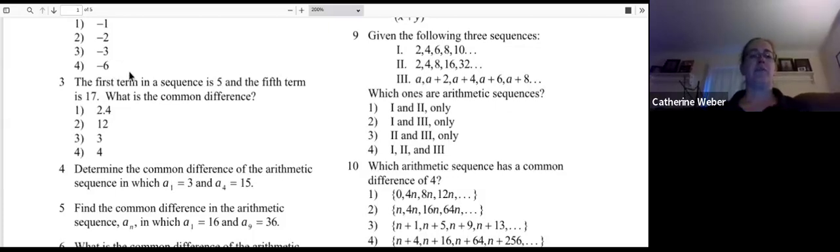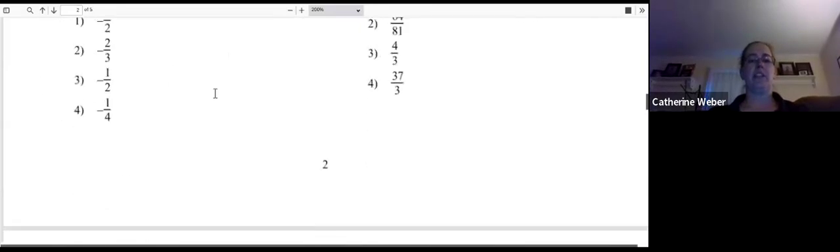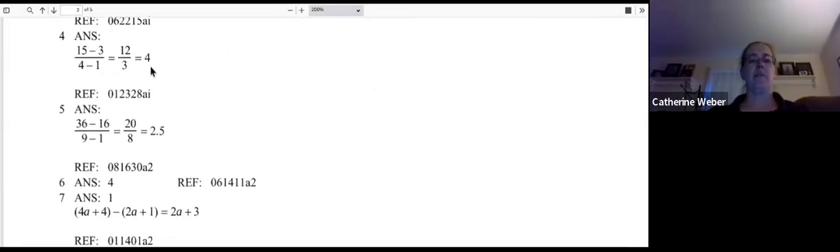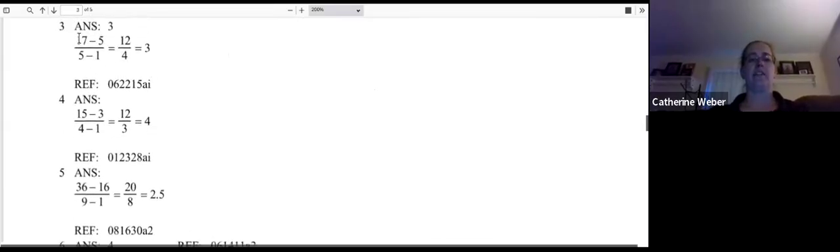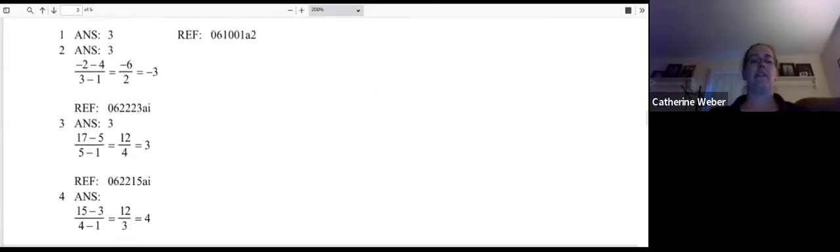So first term is 5, fifth term is 17. So they kind of group them into coordinates, I guess, the first term and the fifth term, 1 comma 5, and then 5 comma 17. And that's how they came up with the values to subtract. I get it now. Okay, so you subtract the difference between the two terms in the sequence and then divide by the number of terms. So 5 minus 1, and then you divide. Okay, that makes sense.